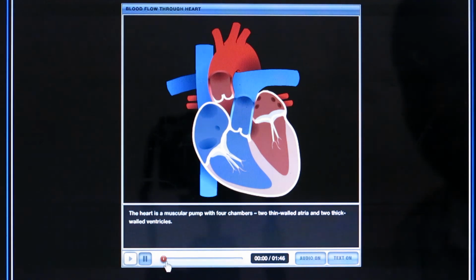This is a structure of a heart showing four chambers of the heart, namely two thin walled atria and two thick walled ventricles. We will see them now.